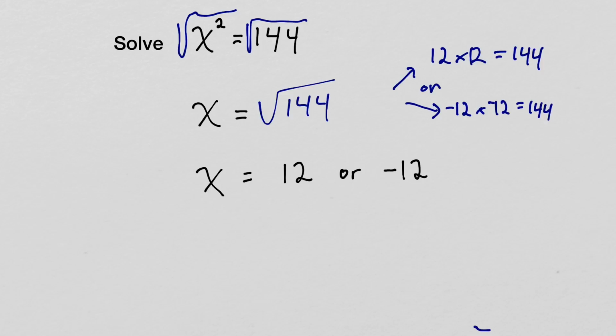In fact, every single time when you solve an equation like this where you have a square root, you're going to have two possible solutions, a positive number and a negative number. It's extremely important not to forget this because some equations and some answers are going to require the negative answer.